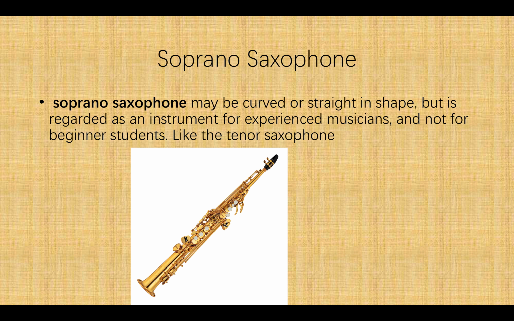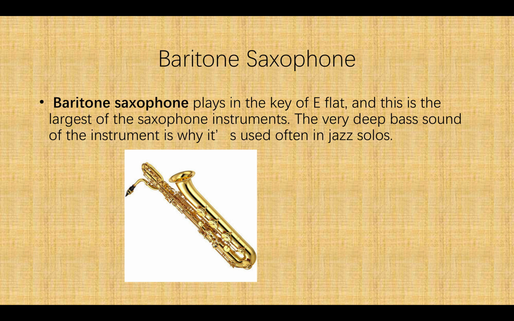The third one is soprano saxophone. Soprano saxophone may be curved or straight in shape, but is regarded as an instrument for experienced musicians and not for beginner students, like the tenor saxophone. The last one is called baritone saxophone. Baritone saxophone plays in the key of E flat, and this is the largest of the saxophone instruments. It has a U shape. The very deep bass sound of the instrument is why it is often used in jazz solos.